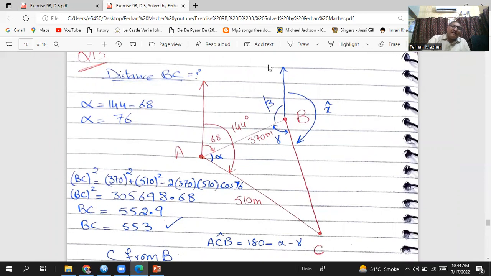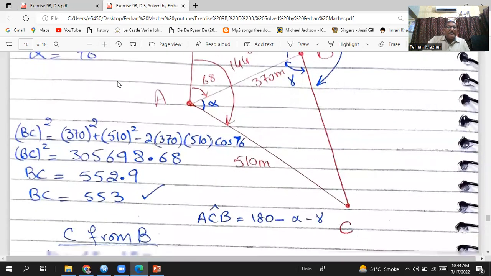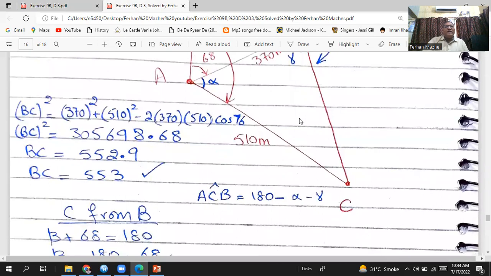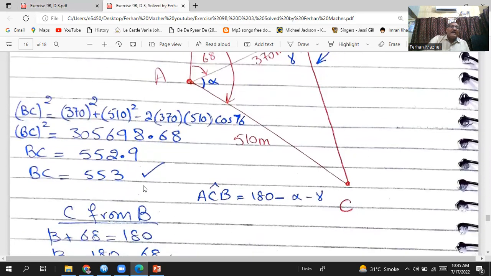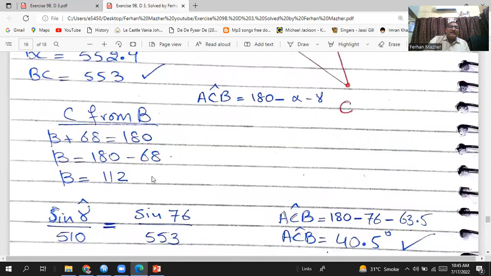Now I want to find out, the basic question is, what is the BC value? So I will apply the law of cosine, and here you can see the law of cosine showing up on your screen. I applied it. BC square is equal to 370 square plus 510 square minus 2 into 370 into 510 into cos 76. Taking the square root, the answer is 552.9, which is approximately 553 meters. So the BC length will be 553 meters. Now I know the 3 sides of this triangle. If I know the 3 sides of this triangle, I can easily find any internal angle.